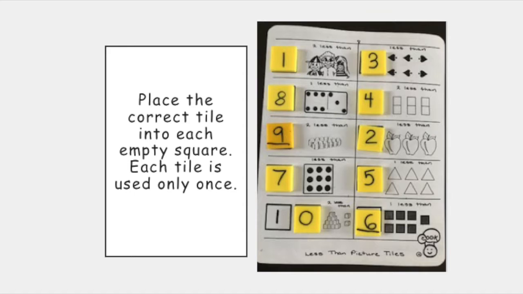The next step is for the child to place correct tiles into each empty square, and please note that each tile is used only once. So if you think that a 7 should go in 2 different places, then you've probably done something incorrect and you need to check your work.